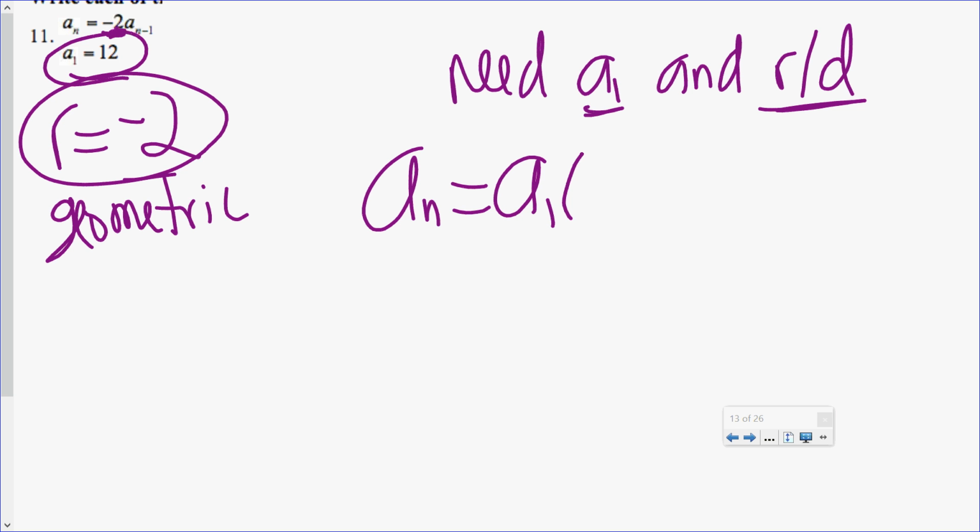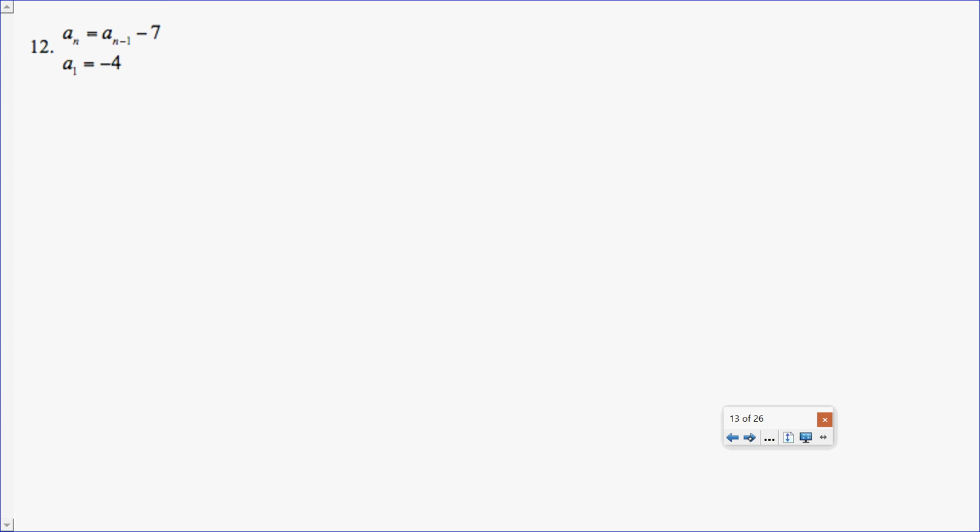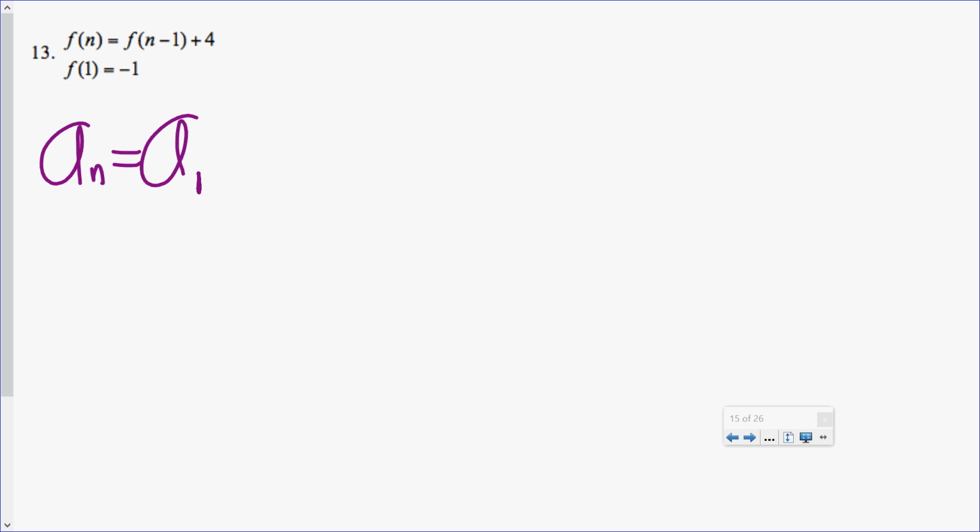So I want to write it explicitly, so I go to my reference sheet. Geometric is a_n = a_1 r^(n-1). a_1 is 12. r is -2. And there's nothing more to do. Now, f(n-1), a_(n-1), it's the same thing. If it's easier for you, I feel like it's easier for me. I'm just going to rewrite this in sequence notation instead of function notation. I just feel like it's going to be a little bit easier.